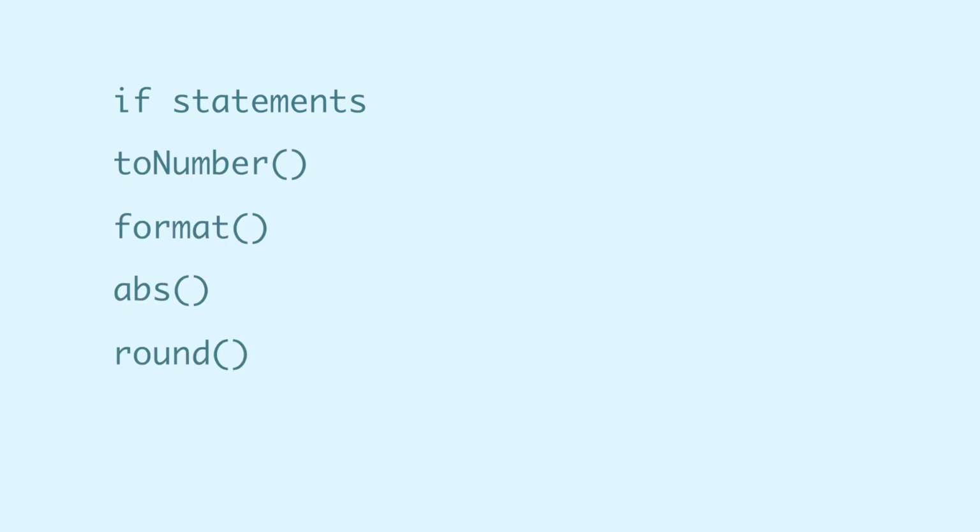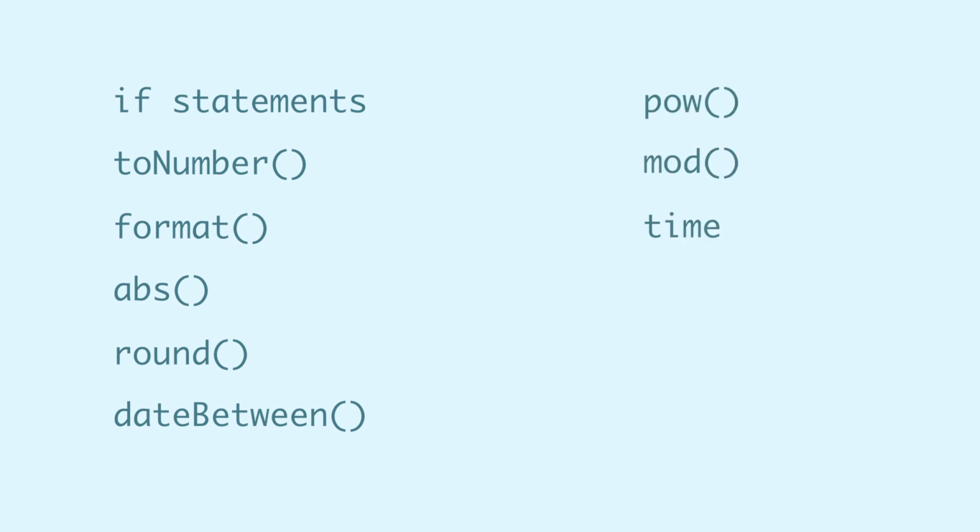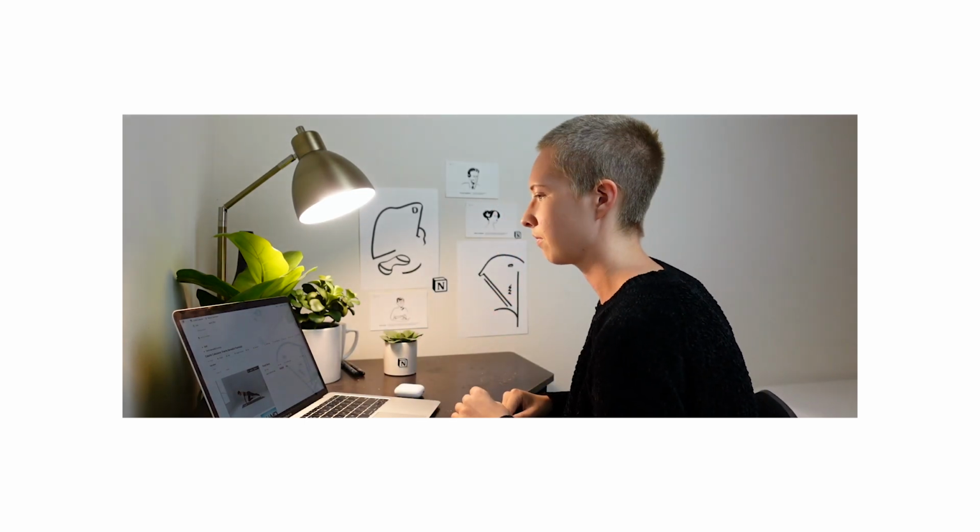The functions that we're going to use in this episode are a recap of if statements, toNumber, format, absolute, round, and date between, and an introduction to POW, mod, time formatting, empty, date ranges, and a little bit of regex. Now let's get right into making this.